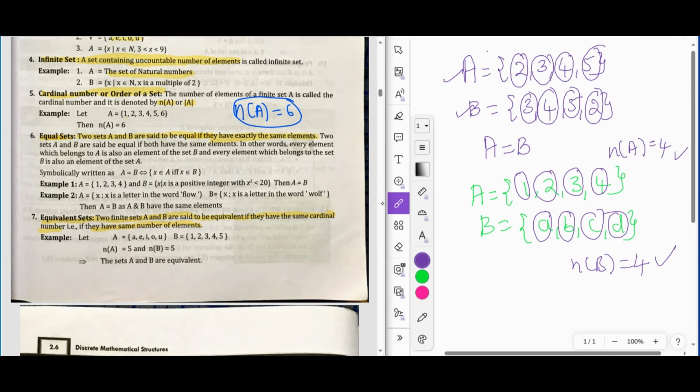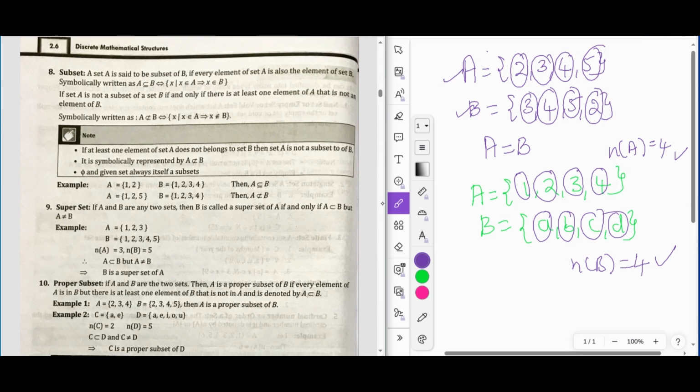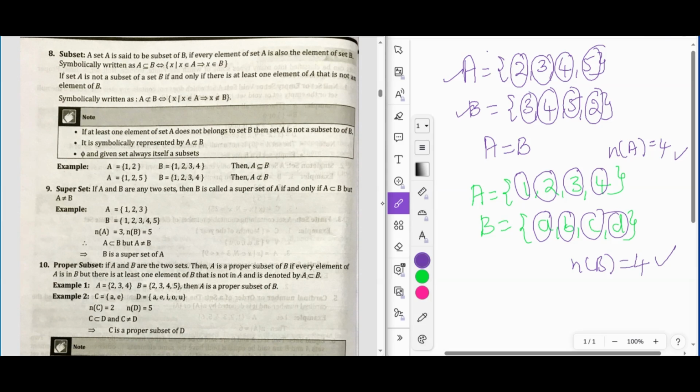Then moving on with the next one, we have subset. What is meant by subset? Subset is nothing but a set A is said to be a subset.